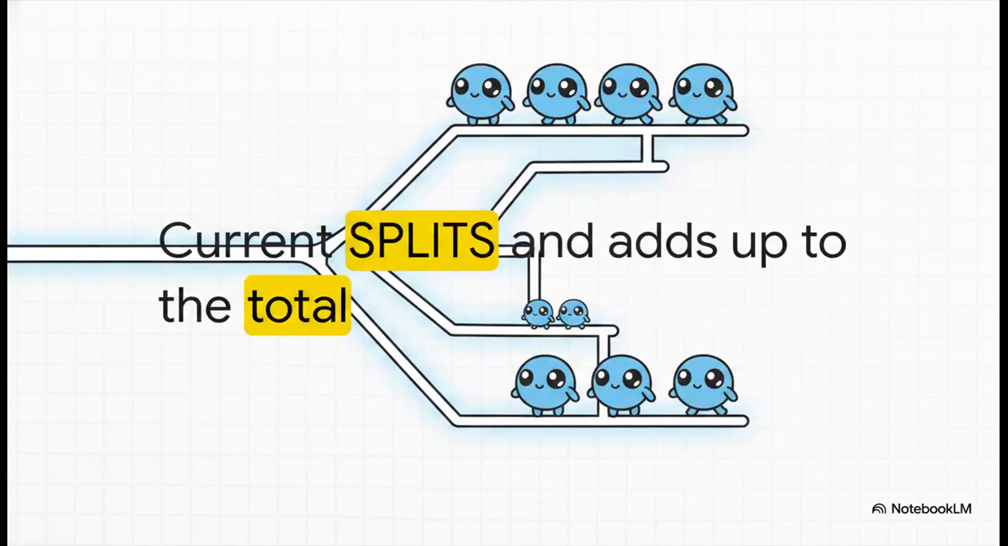On to rule number 2, current splits and adds up to the total. Picture the current leaving the battery and hitting a junction where it divides. The total current is simply the sum of all those separate little branch currents. So if 3 amps flow down the first branch and 2 amps flow down the second, the battery has to be supplying a total of 5 amps. The current literally just divides itself up among the available paths.